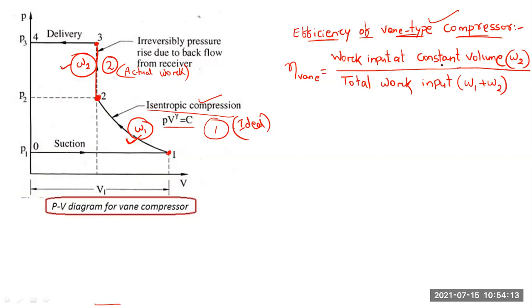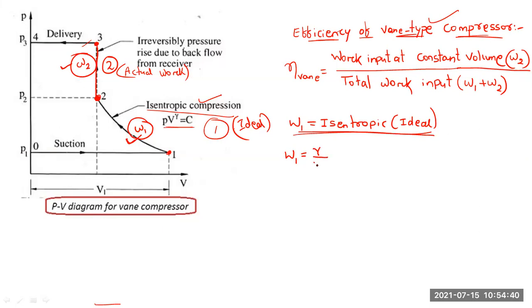Now we will identify the formula of W1 and W2. We will put in this equation and we will get our answer. So now what is W1? W1 means this one, isentropic work. W1 is called isentropic or ideal work. So what is the formula to calculate isentropic work?